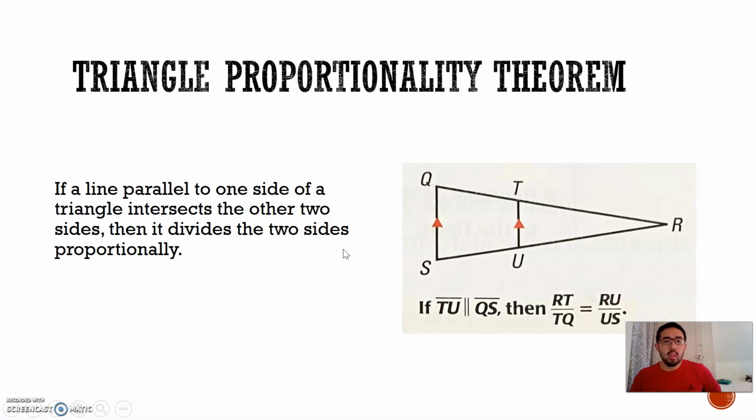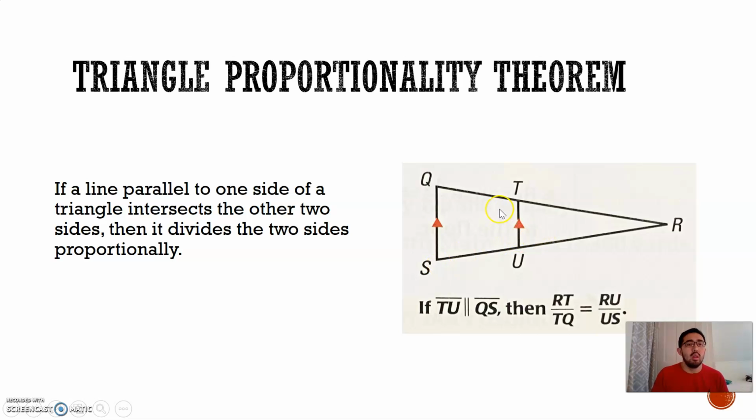So, the theorem that we're going to talk about today is the one that's related to a line that is drawn within a triangle that connects one side, one leg to another leg. Okay? So if a line is parallel to one side of the triangle, so let's say this is a line TU, it's parallel to a side of a triangle. Okay?